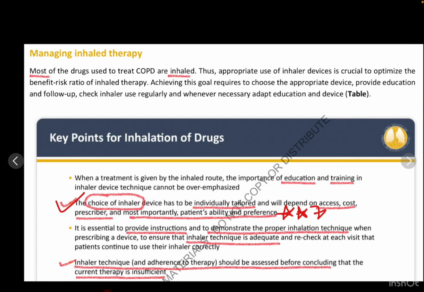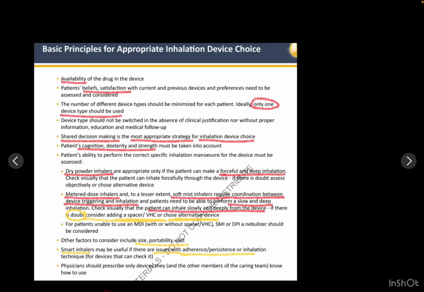Then they are telling that inhaler technique and adherence to therapy should be assessed before concluding that the current therapy is insufficient. Now they are talking about the basic principles for appropriate inhalational device choice. We have to check the availability of the drug in the device, so this drug is available or not to the patient. Then they are telling that the patient's belief and satisfaction is very important in this case.